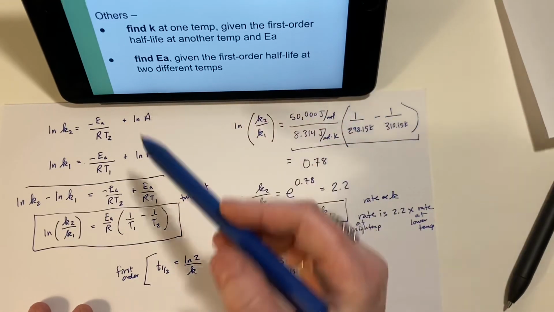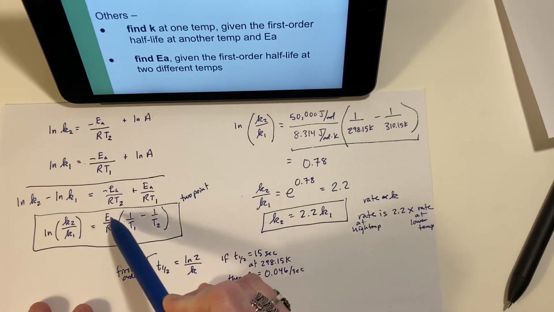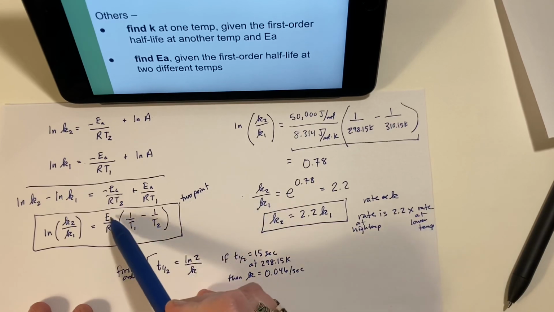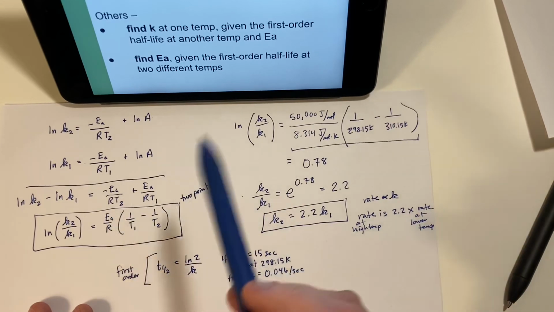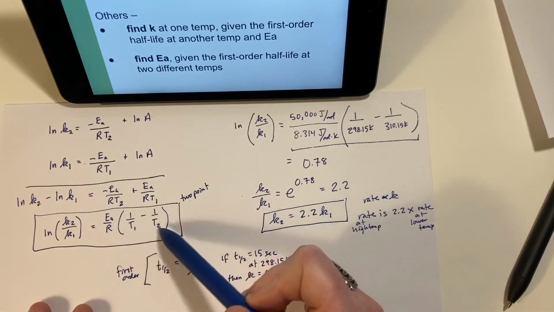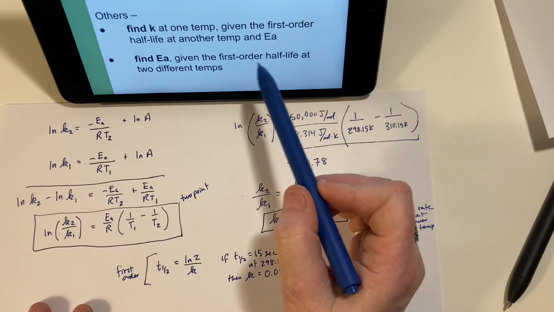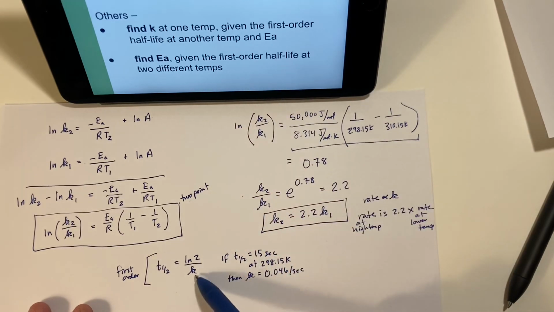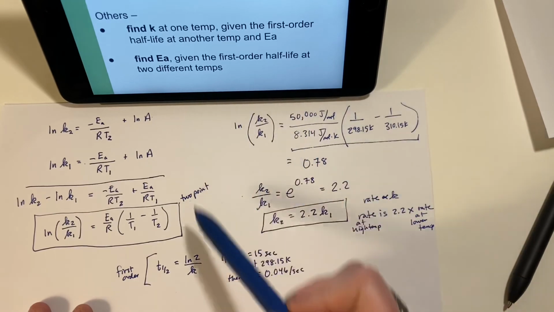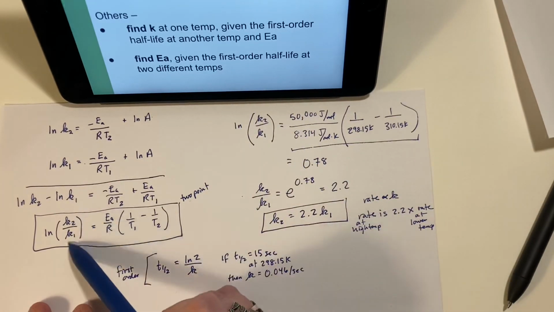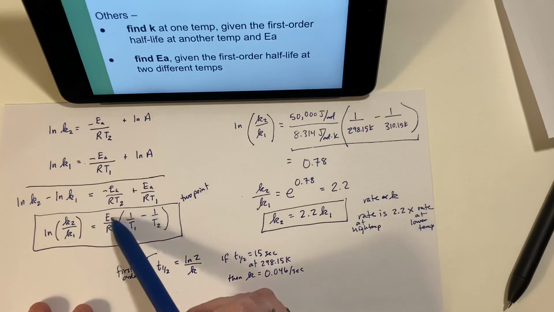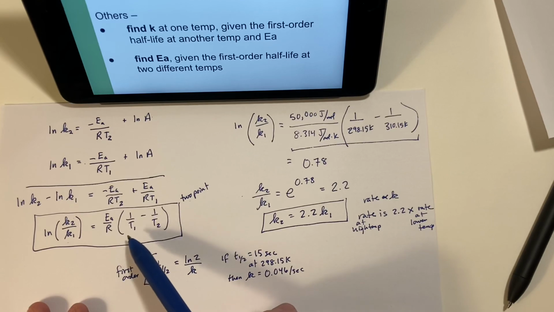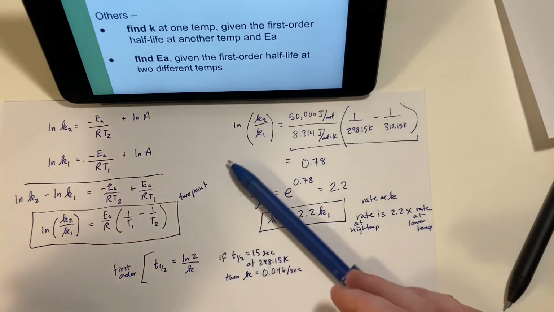There's another one. What about just using this equation to figure out an activation energy? If you can't do a full plot, if you only have two points, you could figure out an activation energy if you knew the two Ks and the two temperatures. You could get the two Ks if you had a first order half-life at one temperature and a first order half-life at another temperature. If you got the two Ks and the two temperatures, solve for activation energy. That seems like a common question as well. So that's it on our temperature studies.